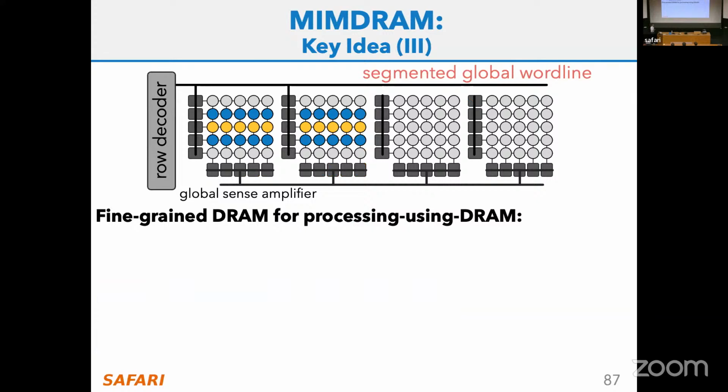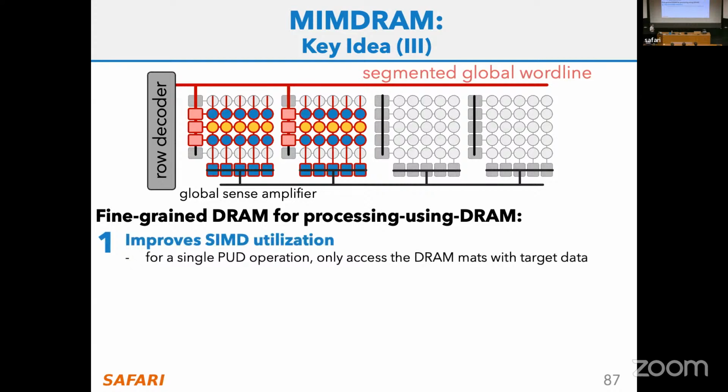So the key idea of MIMDRAM is to leverage this fine-grained DRAM activation for processing using DRAM computation. What I'm going to do is segment the word lines, same as mentioned before, and only issue triple row activations to the mats that have proper data. So I'm going to match the granularity of my computation. Let's say that you have 32,000 elements. I'm going to activate only half of my mats inside my DRAM subarray so that I can save the energy of activating the unused mats.